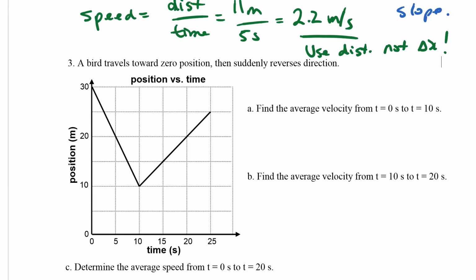Number 3, a bird travels toward 0 position, then suddenly reverses direction. Isn't that an interesting way of saying it? Travels towards 0 position. In this case, it happens to be from a positive place towards 0. So it's going in a negative direction. So we see this going downhill. Then suddenly it reverses direction. So we see that happening over here. Clean up my mess. First question is, find the average velocity from 0 to 10.